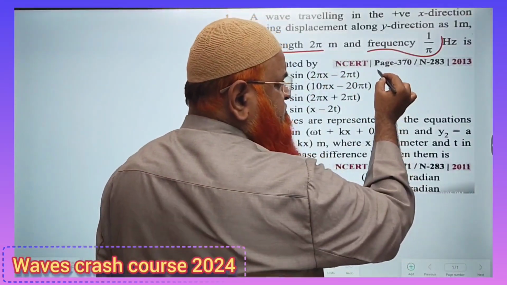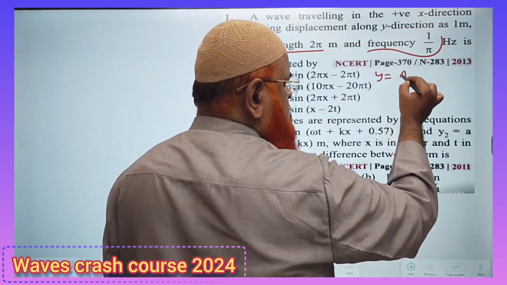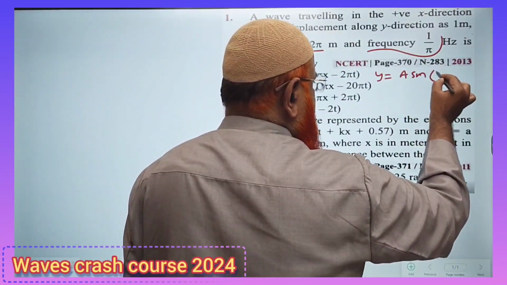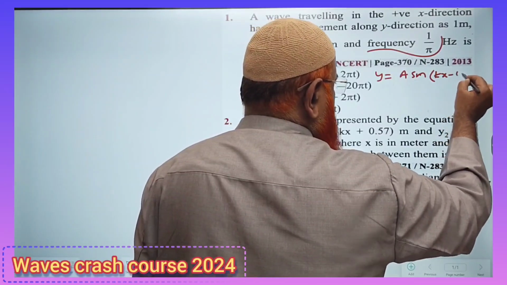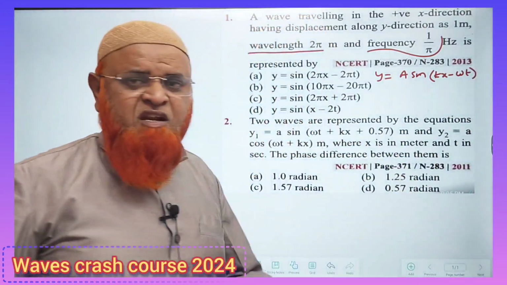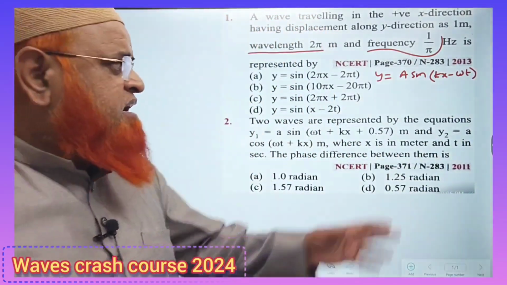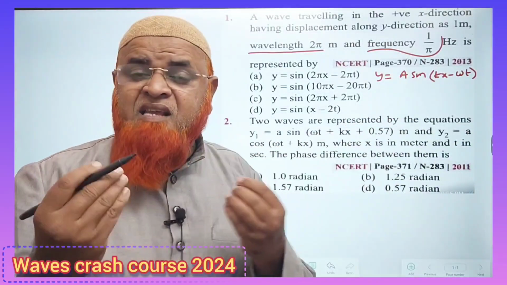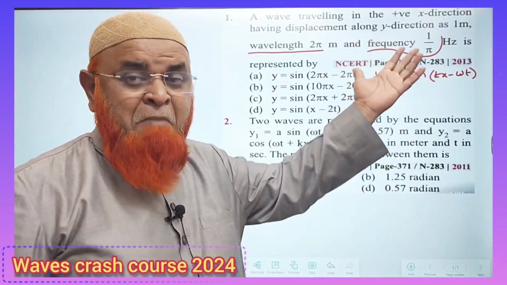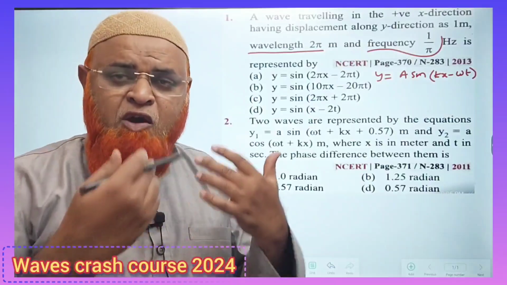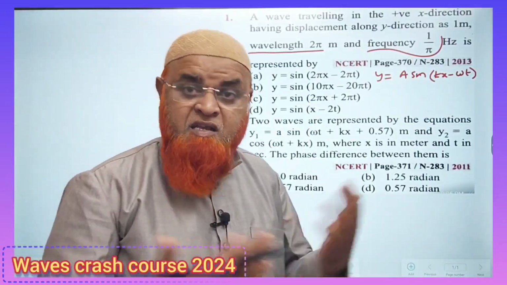You know the general form of writing the wave equation is y is equal to a sine(kx minus omega t). This is going to be your general form of writing an equation. But neither has he given k, nor has he given omega in the question. But indirectly he has given the value of k, he has given the value of omega. Let us find out how.